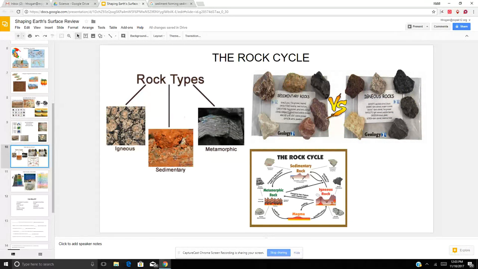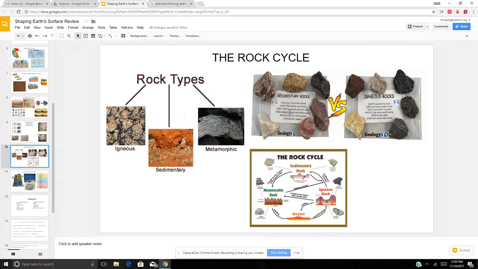And we talked about sedimentary rock, but then we learned about the 3 different types of rock: sedimentary, igneous, and metamorphic. So sedimentary rocks, if we look at these, and igneous rocks. Sedimentary rocks are created by weathering and erosion and sedimentation. Igneous rocks are melted rock that has been cooled and hardened.